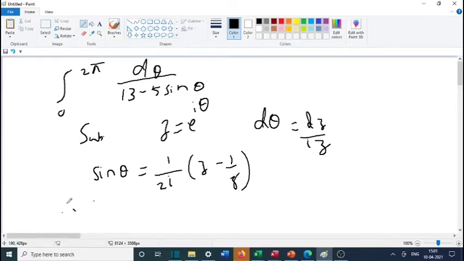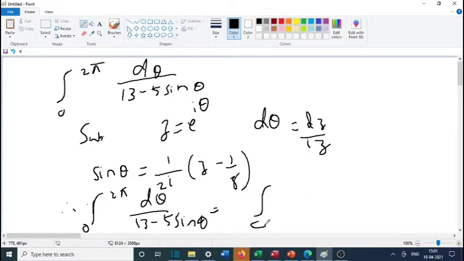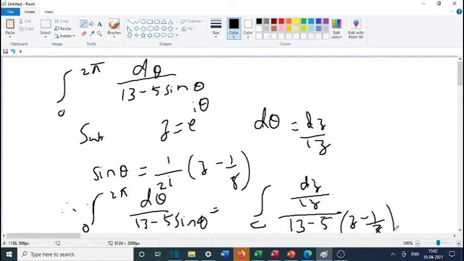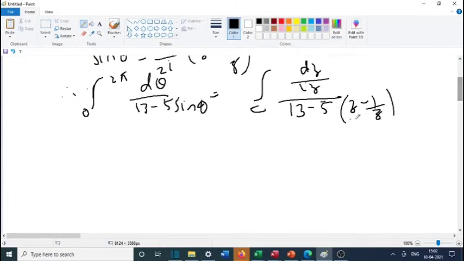So therefore the given integral, 0 to 2 pi d theta by 13 minus 5 sin theta, becomes integral over c, where instead of d theta we have dz by iz, divided by 13 minus 5 into sin theta, which is 1 by 2i into z minus 1 by z, where c is the unit circle, mod z equal to 1.